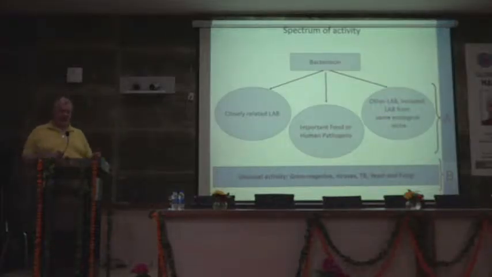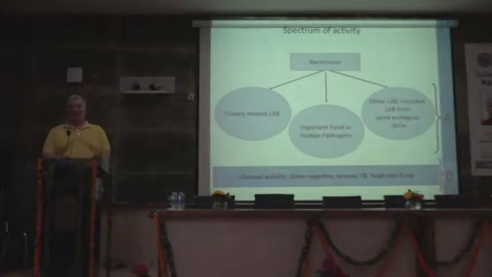If you have a bacteriocin that kills another probiotic, it's not really making sense. But if you kill Listeria, if you kill Staphylococcus aureus, this is a good point because you have something that works against foodborne or human pathogens. But at the same time, you want the bacteriocin to be not active against other starter cultures. So you need to check different lactic acid bacteria from the same ecological niche.